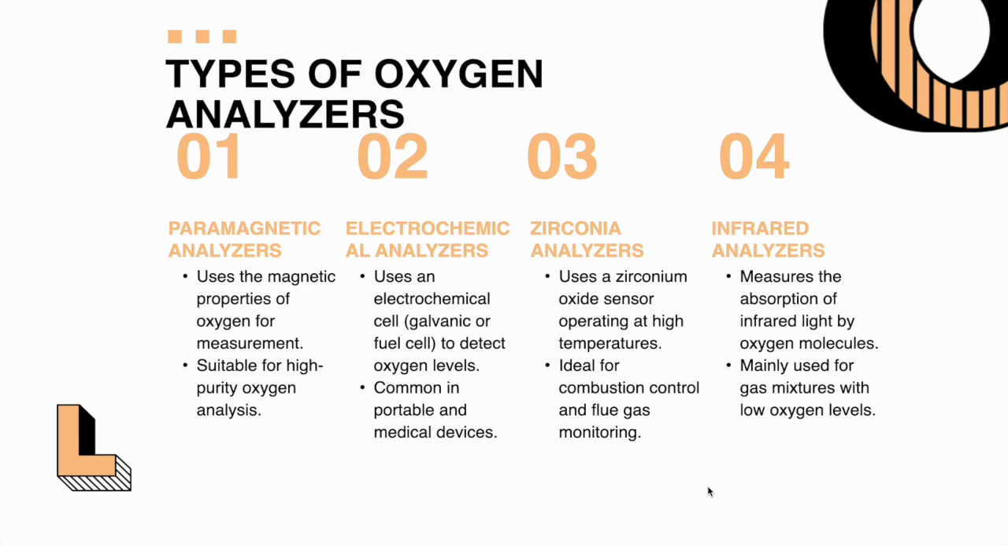The third one being the zirconia analyzers, which use a zirconium oxide sensor operating at high temperatures. It is ideal for combustion control and flue gas monitoring. The fourth one being the infrared analyzers, which measure the absorption of infrared light by oxygen molecules. It is mainly used for gas mixtures with low oxygen levels.